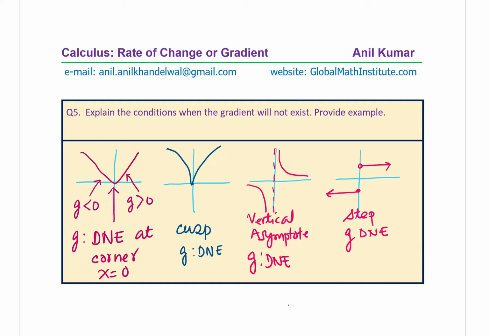Now, there could be more situations which are very similar to this. We could also have something like this. Let me redo this in a way. Let's say we have something like this. We have a hole here, and then the function is increasing. So the gradient will not exist at a hole either.